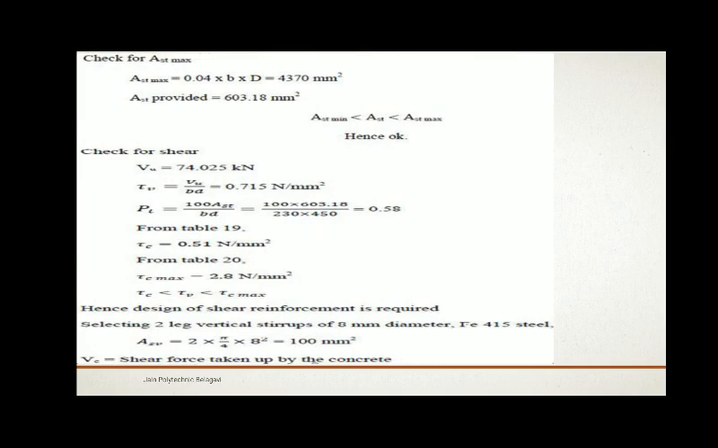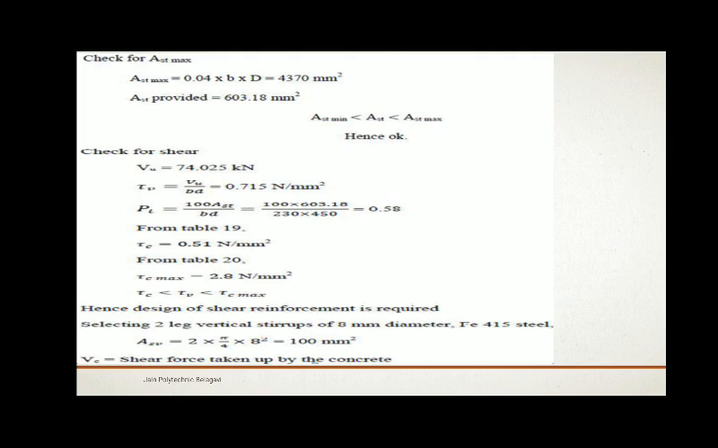Now next step is check for shear. So factored shear Vu is equal to 74.025. So tau v is equal to Vu by b d. This equation we get from IS 456 code book. So Vu, that is 74.025, divided by b into d. B and d values, substituting, we get 0.715 Newton per mm².